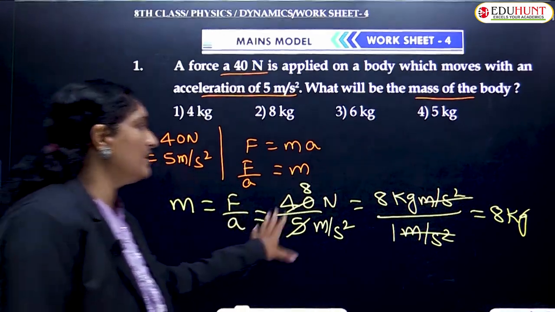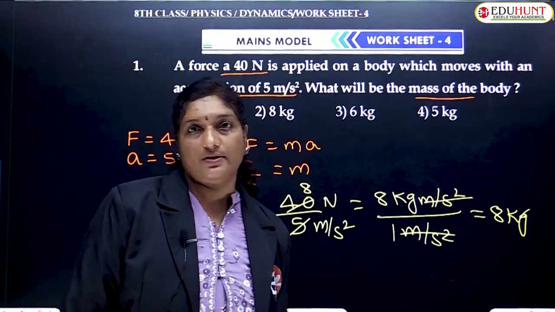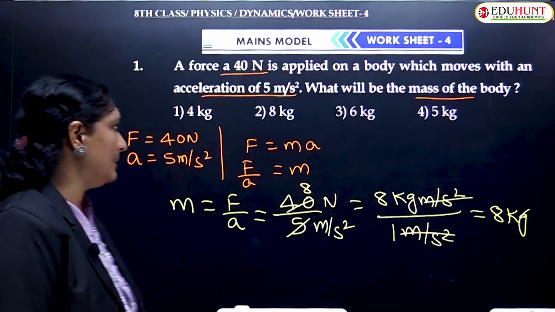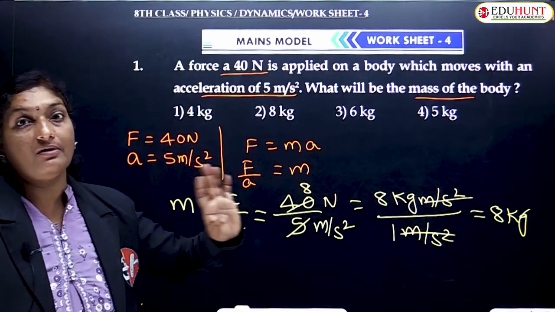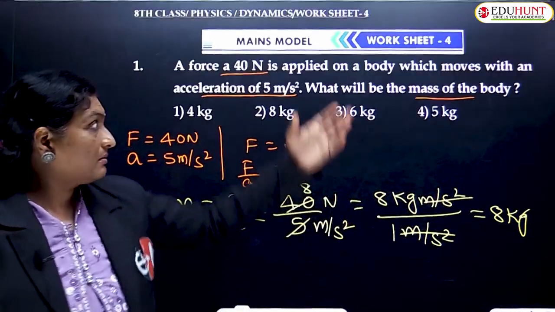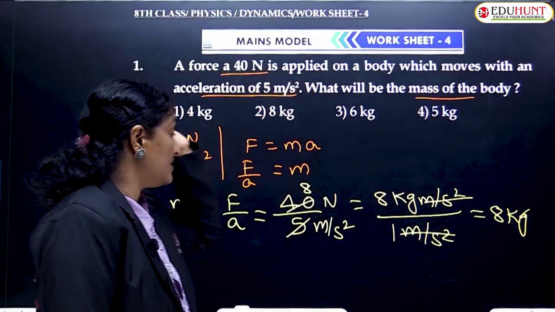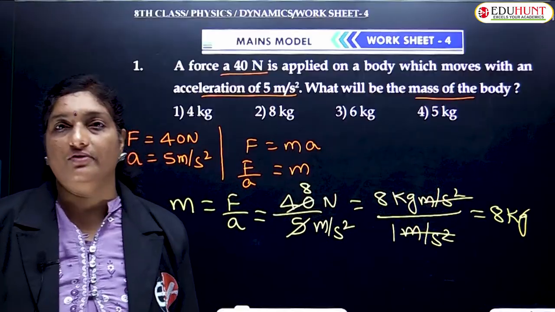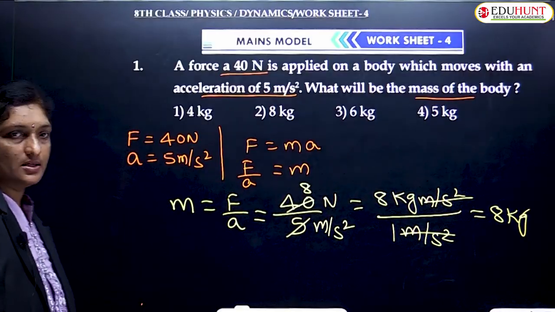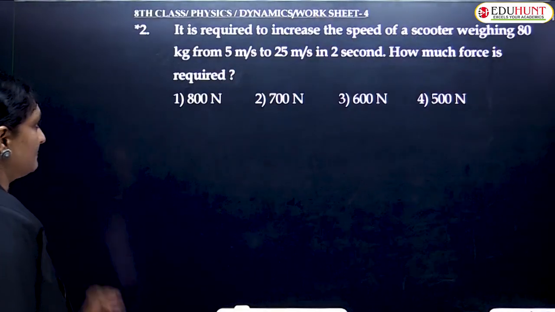But how to convert the units, that also I tried explaining to you. So go through it properly. Here everything is in SI unit, there is no worry about it. Sometimes they will give one physical quantity in SI unit and the other physical quantity in CGS unit, then you may get confused. That is the reason why I have changed the units, for your simplicity.